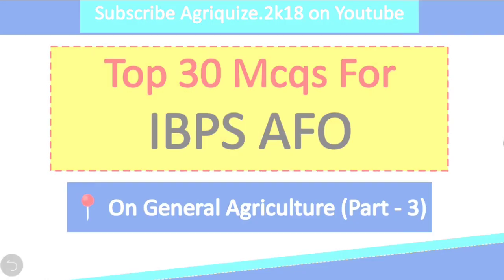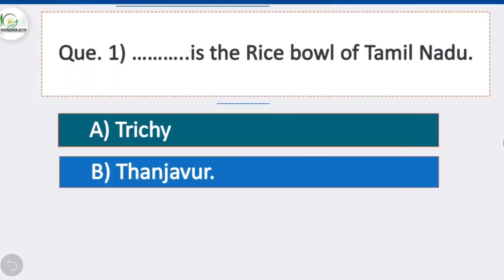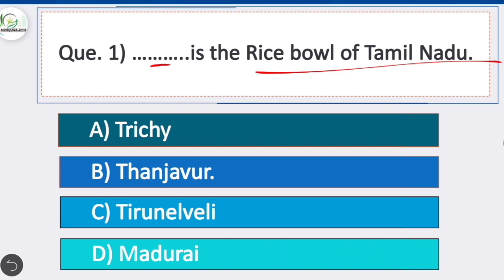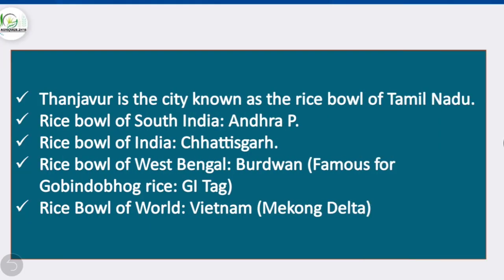So friends, first question is: Dash is the rice bowl of Tamil Nadu. Option B is correct, Thanjavur. Thanjavur is the rice bowl of Tamil Nadu. Thanjavur is the city known as the rice bowl of Tamil Nadu, and it is also an important agricultural center located in the Kaveri Delta.